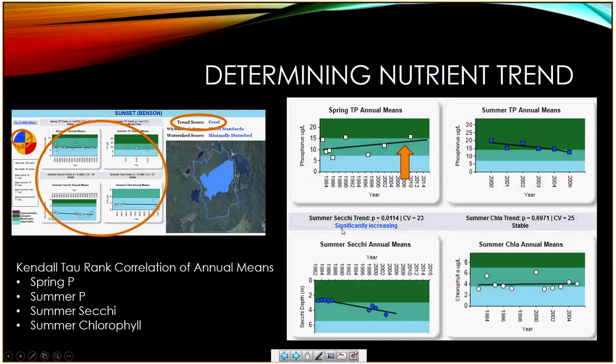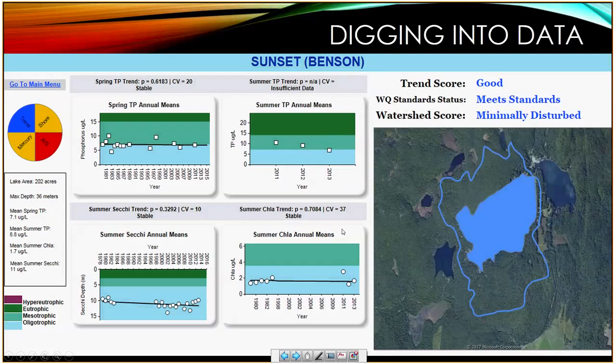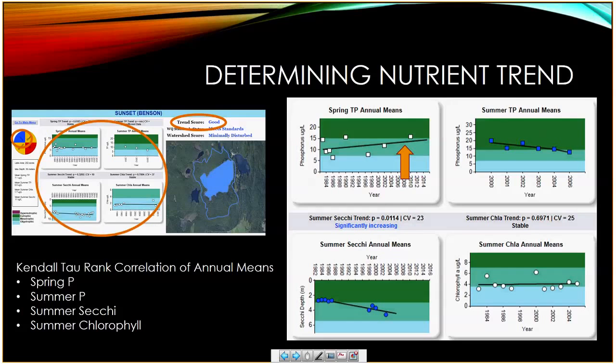If the trend is significantly increasing, it didn't work. It didn't work what I planned.